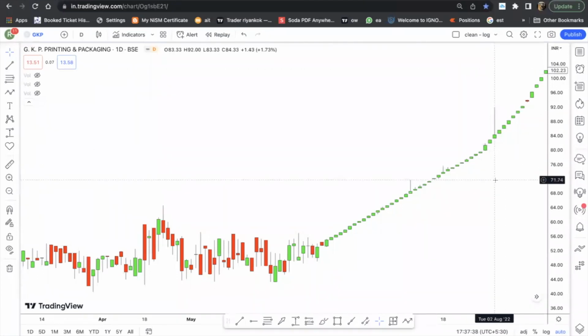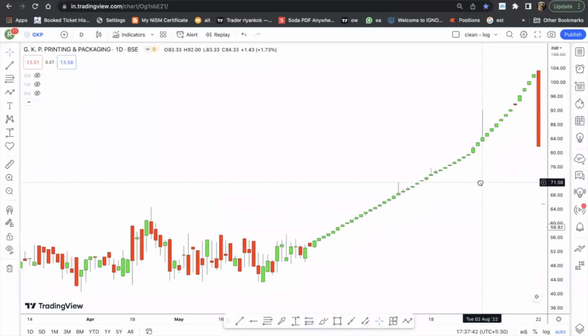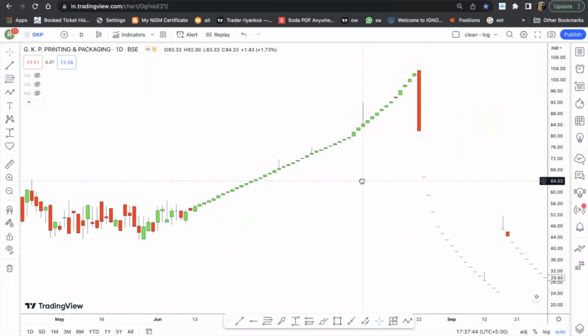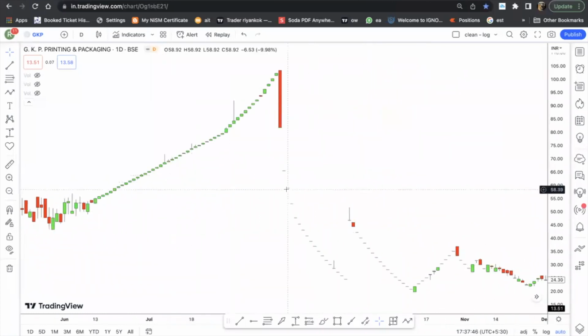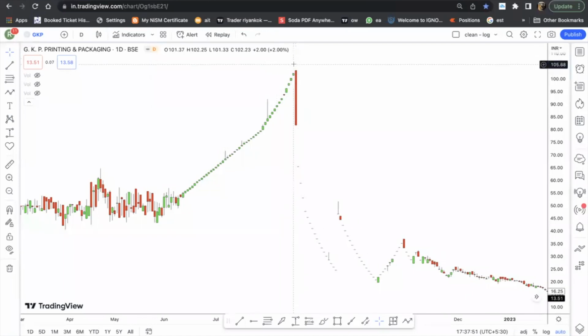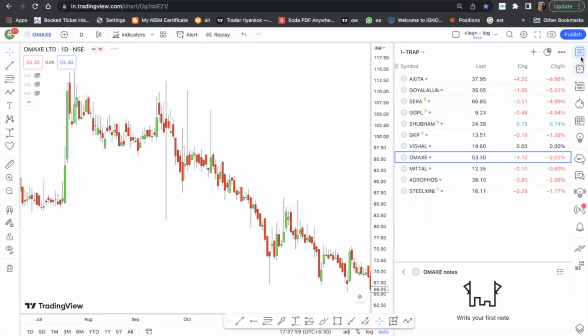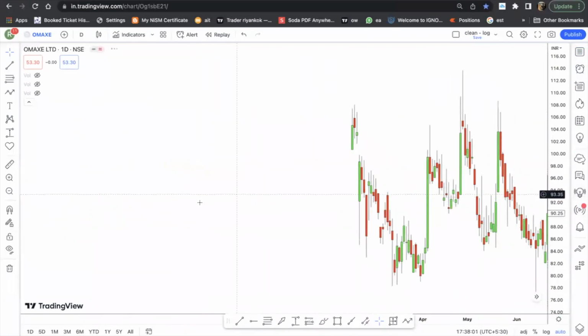So what happened on GKP, you can see once again, 20% lower circuit, next day 20% again, then 10%, 10%, 5%, and then continuous fall till almost 13 rupees. So from almost 103 till 13. Once again, 1/10. Okay. Another example, let me take you Omax Limited, one more company which was under tip circulation.